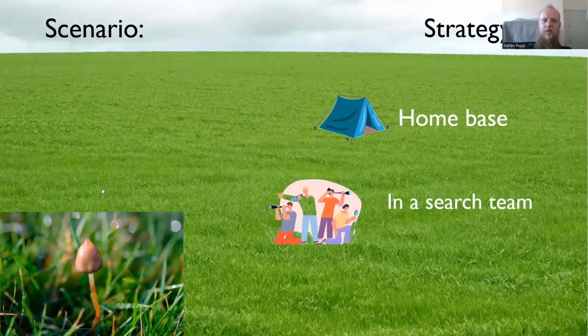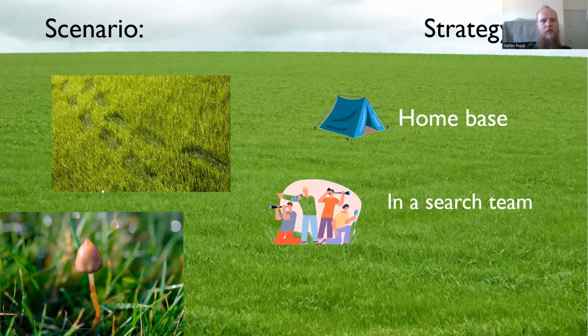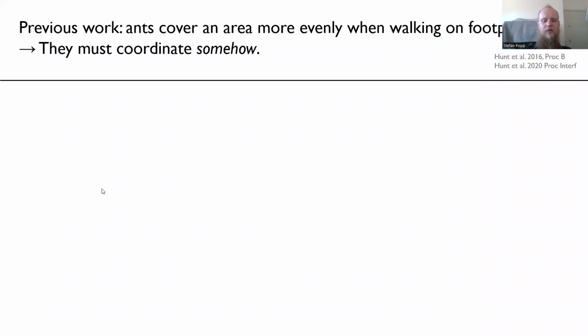How does your strategy change when you are in a search team? And it's obvious that this is relevant to the ants. So maybe you're thinking you should pay attention to the footprints that the others leave behind in the grass, and you should avoid where they have been because, of course, they have already picked all the mushrooms there. And this is also what seems to be going on in ants, because previous work has shown that ants cover an area more evenly when they are walking on the footprints of their nestmates. So that means that they must coordinate somehow.